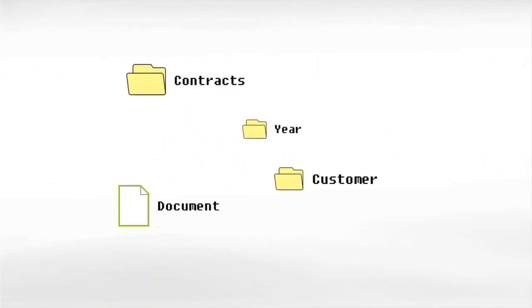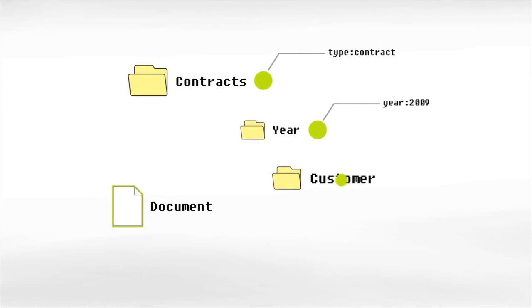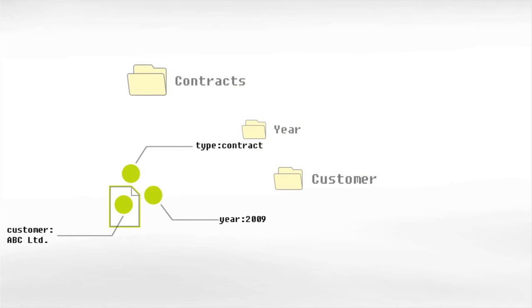The solution is to drop the hierarchical tree structure, and instead we ask just two questions. What kind of document is it? And what labels would you like to tag onto your document in order to identify it?